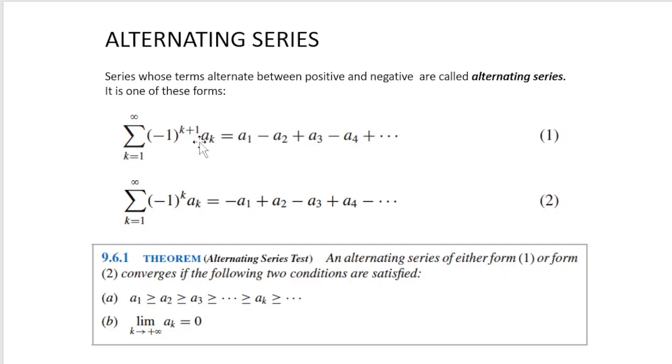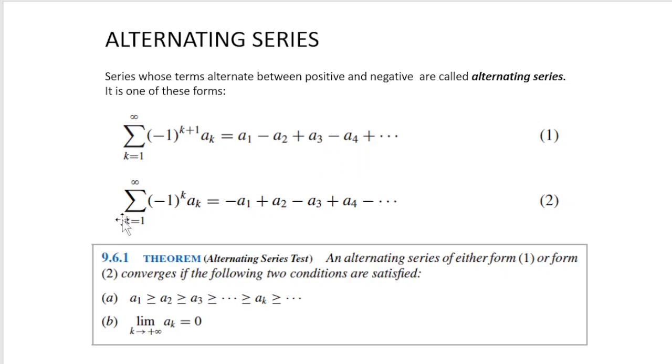So we have a sub 1 as the first term. If k is equal to 2, then you have 2 plus 1 is 3, and negative 1 raised to 3 is negative times a sub 2. Plus, if k is 3, then you have 3 plus 1 is 4, and negative 1 to the fourth is positive 1 times a sub 3. So we have the third term of the series, and so on and so forth.